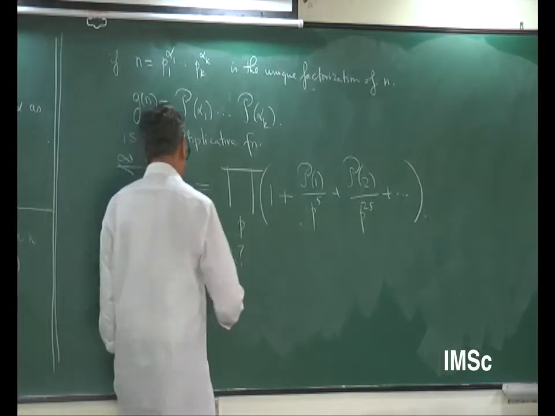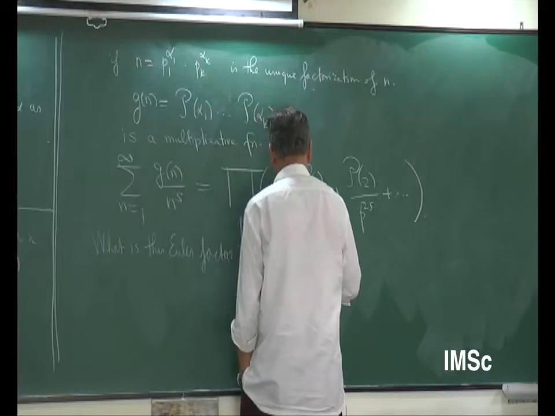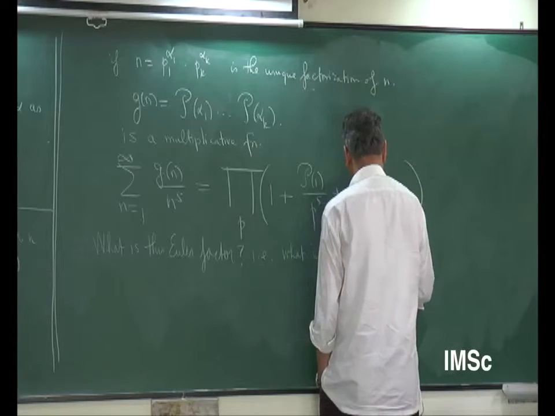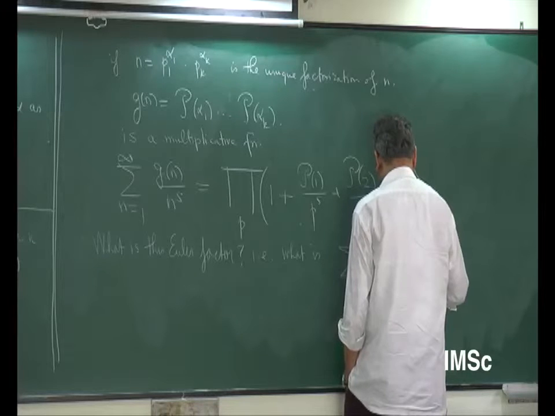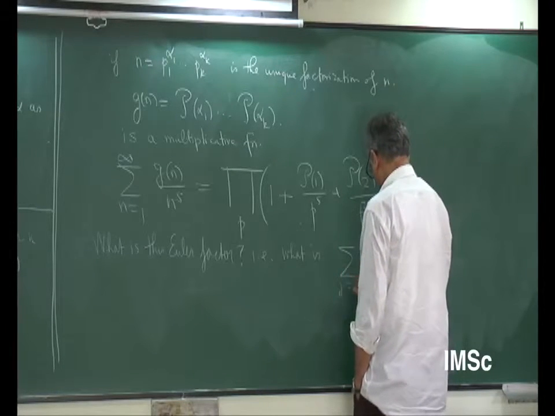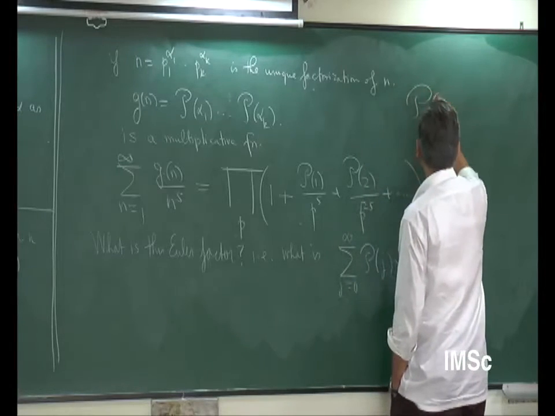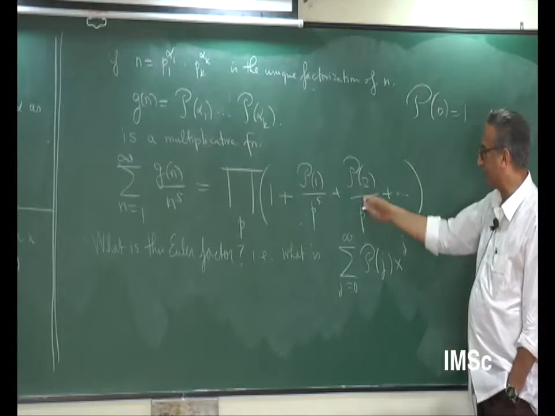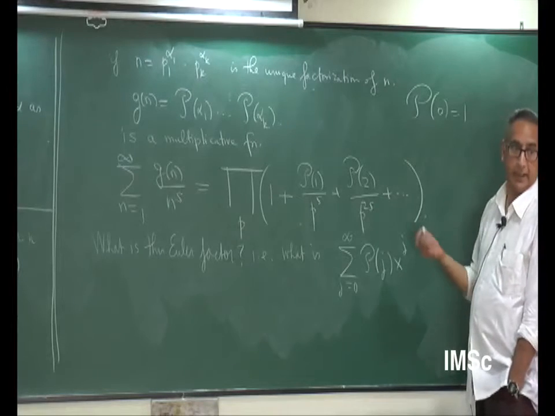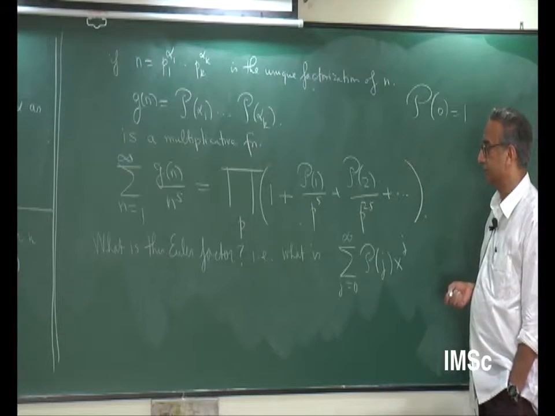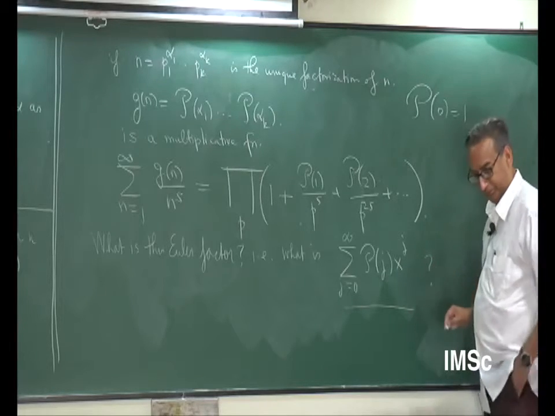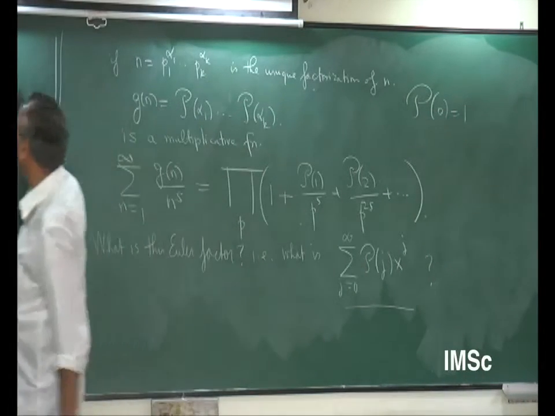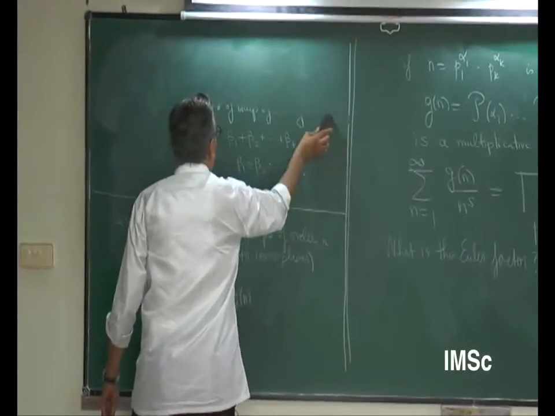What is this Euler factor? In other words, well, we'll just say P of 0 is 1. So what is this power series? Because this is just a power series with x equal to 1 over p to the s. So what is this? Well, this question was answered by Euler way back when. Okay, so we'll look at that. It is a generating function for the partition function.